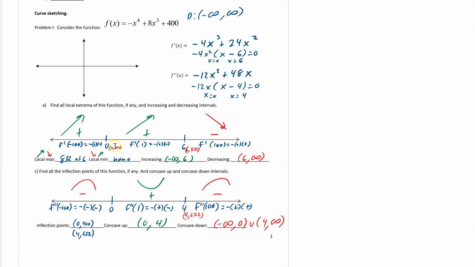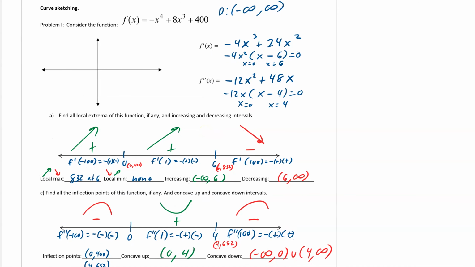So these numbers that we find here are critical numbers and the possible points of inflection we want to place on the graph. And it doesn't have to be perfect. They just need to be where they are. So it's 0, 4, and 6. So we're going to go at 0, and then 1, 2, 3, 4, and then 6. So there we go. So 0 is at 400, 6 is at 832, and 4 is at 652.